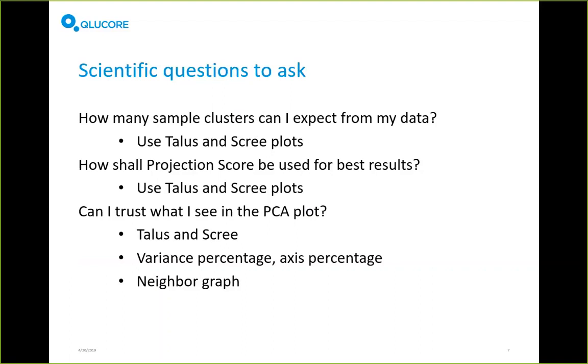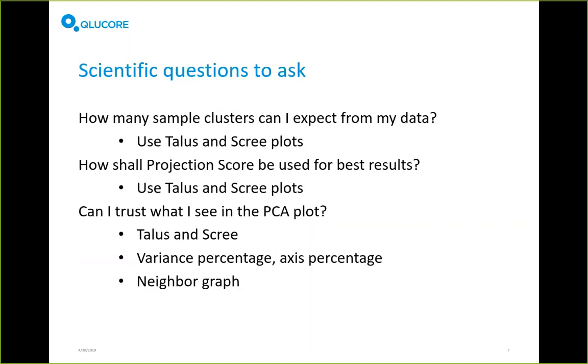then I might have an idea. However, if I'm looking at a much more complex data set and de novo sequencing of stuff that I don't know anything about, then it's a lot harder. And then the Talus and Scree plots can help me. And I'll show that later on here.